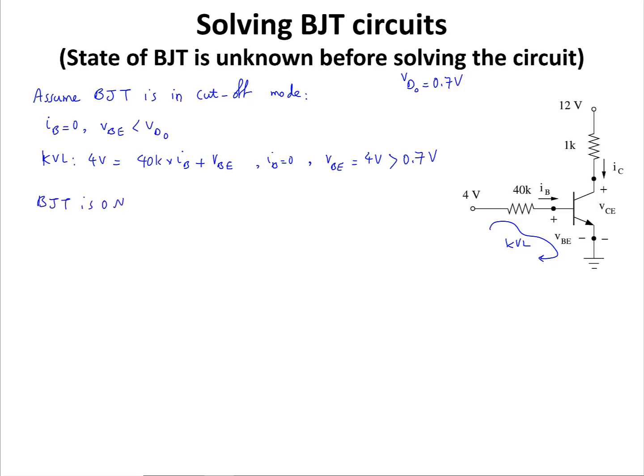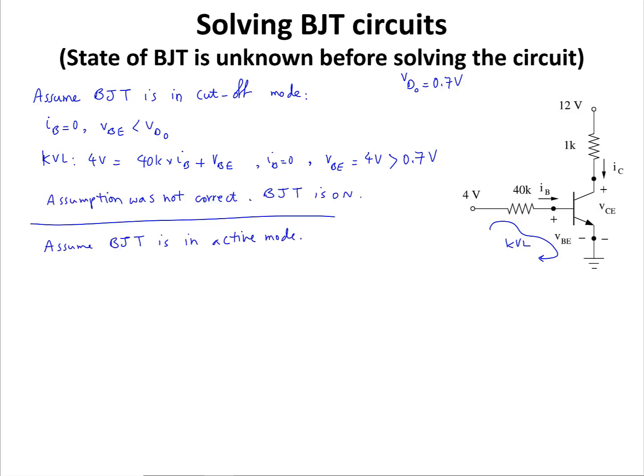So moving on, I'm going to assume that the BJT is in the active mode. Assuming the BJT in active mode means IC is equal to beta times IB, and VCE is greater than or equal to VD0, and we are going to use a beta value of 100 here. Now that we know that I base is greater than 0 and the BJT is on, we can calculate I base using the KVL at the base emitter loop.